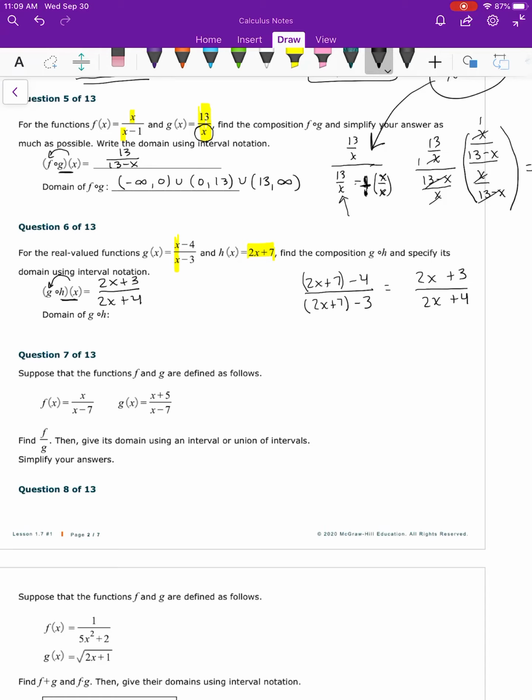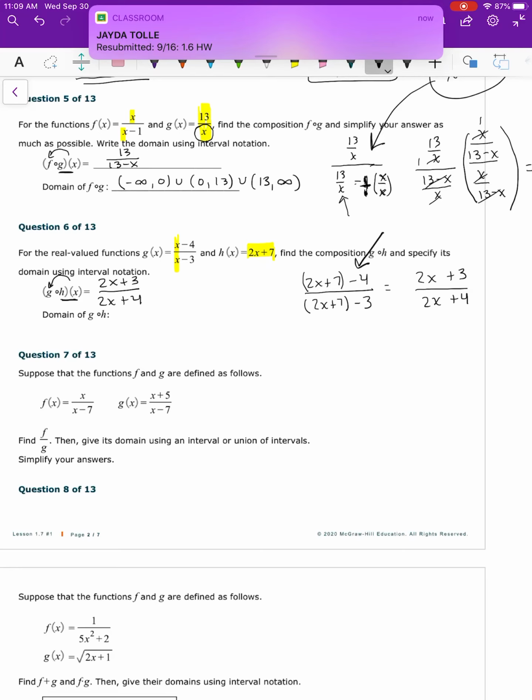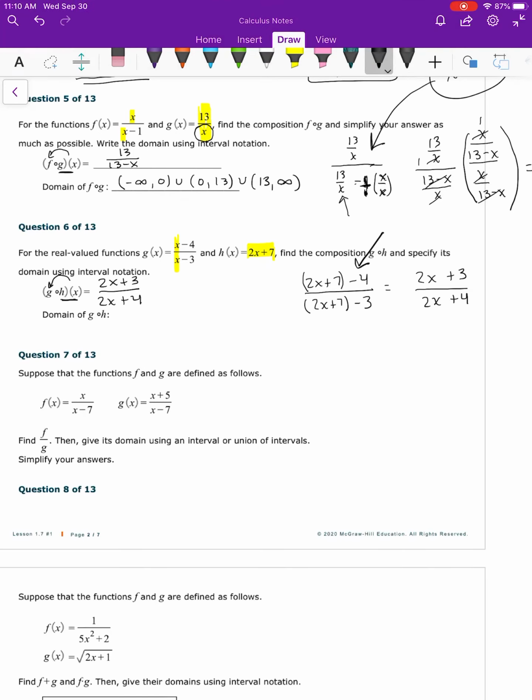Now, what about the domain? Well, for this one, the original one simplifies and it's going to give you the same 0 no matter what, right? If I set that equal to 0 to see what gave me 0, or I set that equal to 0 to see what gave me 0, both of them are going to be the same. So 2x equals negative 4, x equals negative 2. So that is what I have to take out. Negative infinity to negative 2, union negative 2 to infinity.